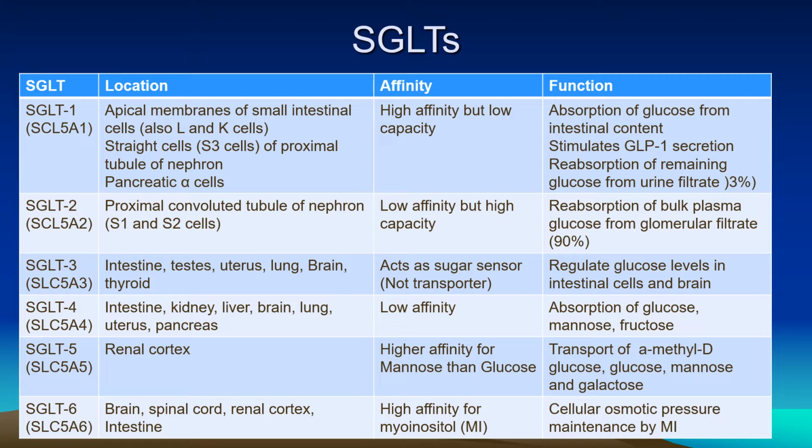SGLT5 is found mainly in renal cortex, is a high affinity transporter for mannose and glucose, and also it transports alpha methyl D glucose. SGLT6 is found in CNS, renal cortex, intestine, and it also has high affinity for myoinositol, and therefore it is involved in maintaining osmotic pressure.